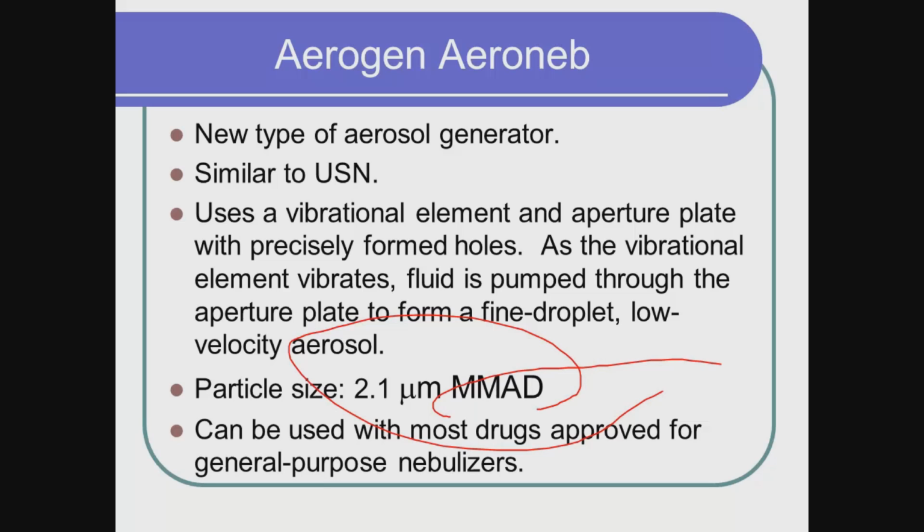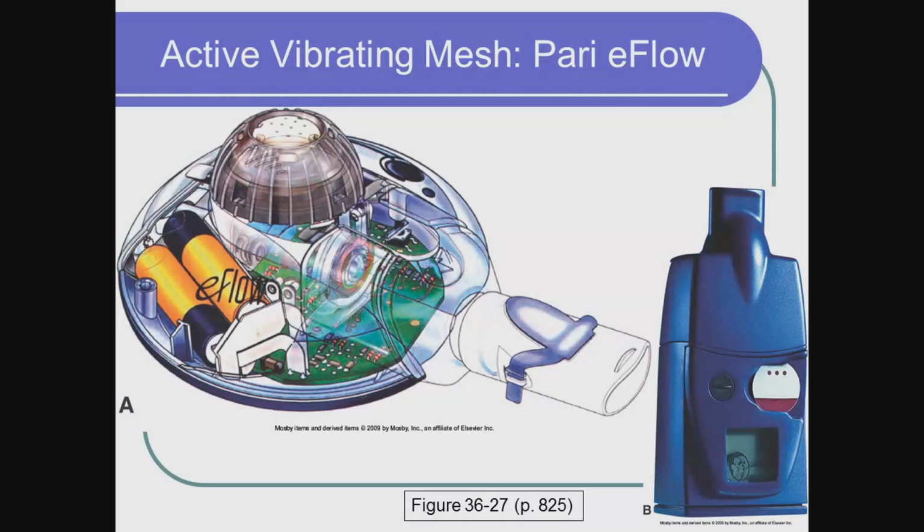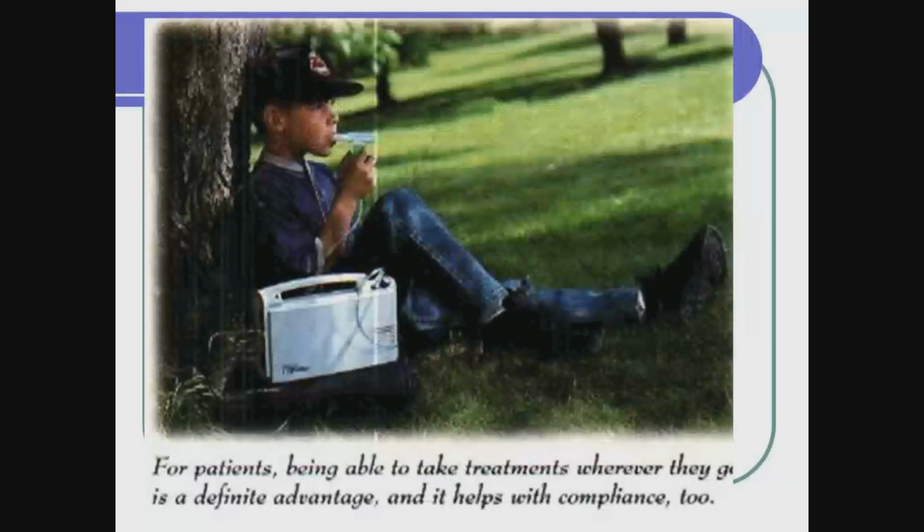And again, the Aeroneb is the example. Notice the particle size is very, very effective. It's right in the desired range we want for deposition into the small, medium-sized airways, and most drugs can be nebulized with it quite effectively. And this is just another example of another brand, the PeriFlow, that has, again, that vibrating mesh technology. And they're so cool that a kid can, even with a battery pack, go take a breathing treatment while he's getting ready to play baseball.